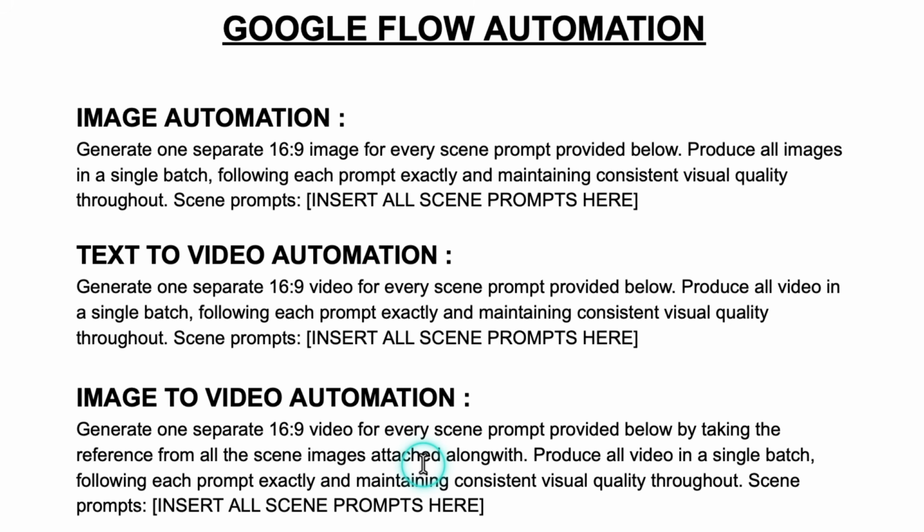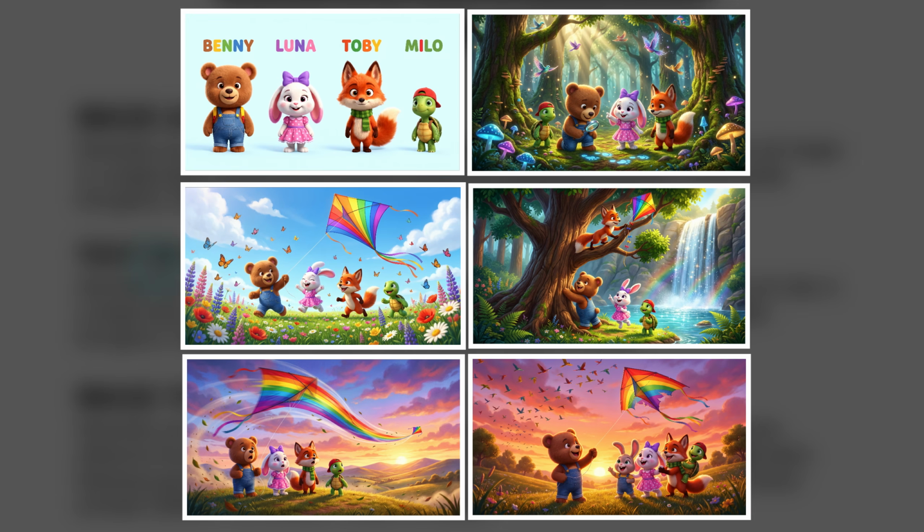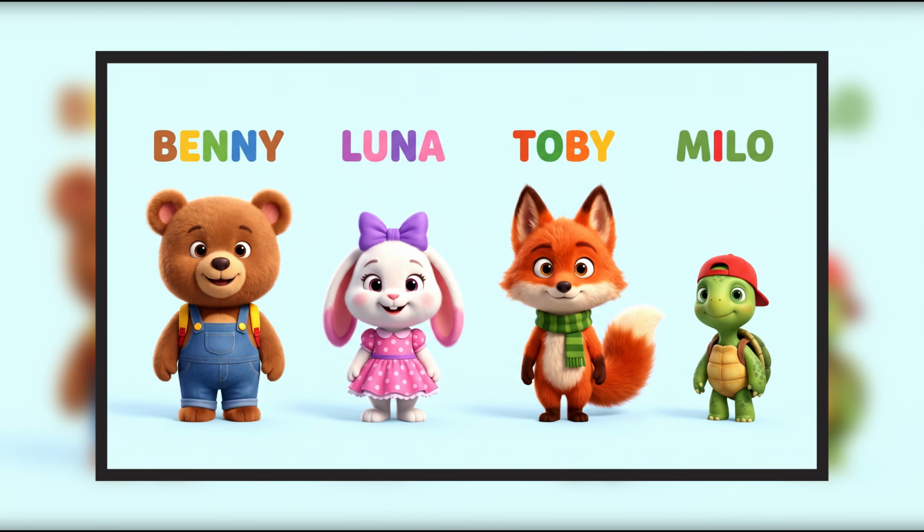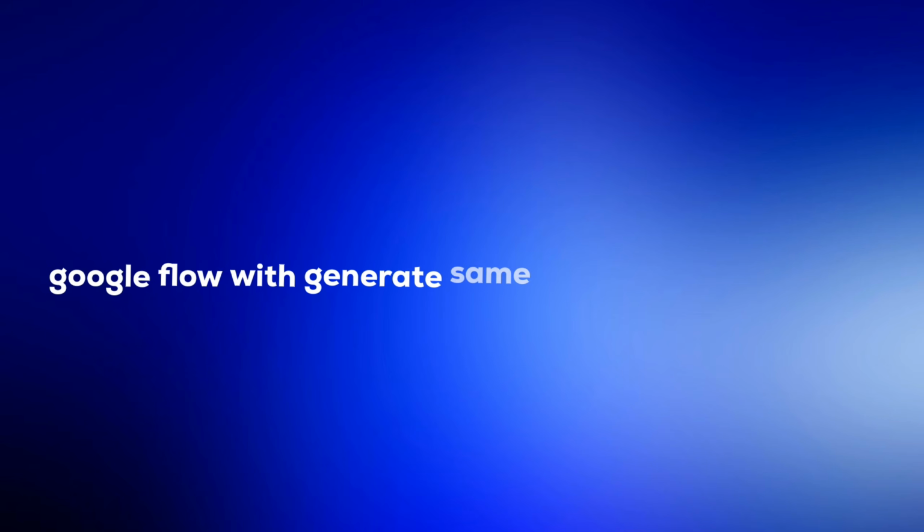Let's start with image automation. For image automation, let's take today's example where I'm generating kids' storytelling videos. Since these videos require 100% character consistency, we first need a character reference image. For character consistency, we provide a sample character image. I have already generated this image beforehand, and we will use it as our reference image. By using this reference image, Google Flow will generate the same consistent character throughout all scenes of the story.